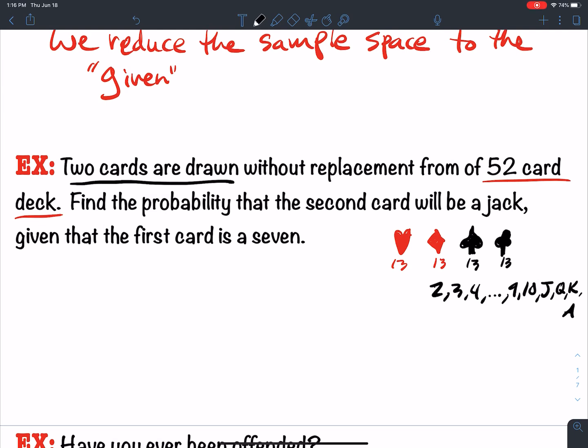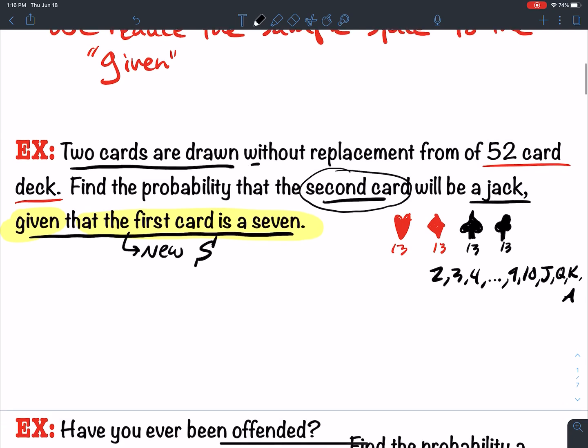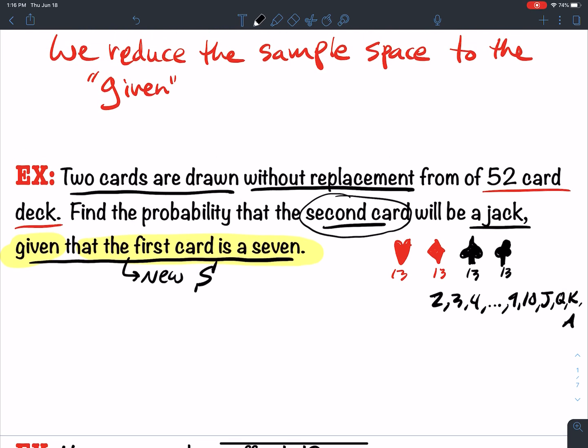So I want to find the probability that the second card will be a jack, given that the first card is a 7. So given is the new sample space. What is the new sample space? Well, we find the probability that the second card is a jack given the first card was a 7. Since we're drawing without replacement, what does that tell me? That tells me when I pull a card out of the 52 card deck, when I pull the 7 out, now what is my new sample space? The new sample space is a 51 card deck. And it has 1 less 7.